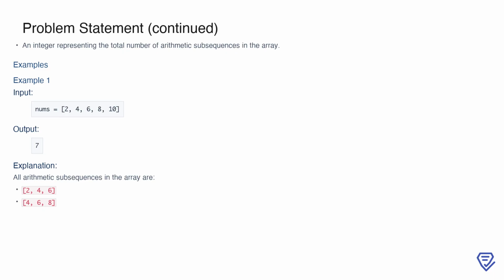If the input array is nums equals [2, 4, 6, 8, 10], the output would be 7. This is because there are exactly 7 arithmetic subsequences in this array. These include [2, 4, 6], [4, 6, 8], and others, which we will list in detail. Remember, an arithmetic subsequence requires at least 3 elements, and the difference between consecutive elements must be constant.